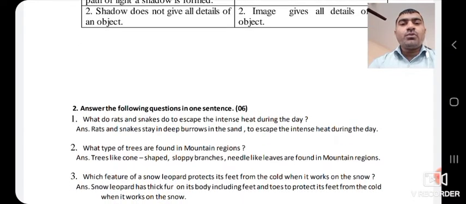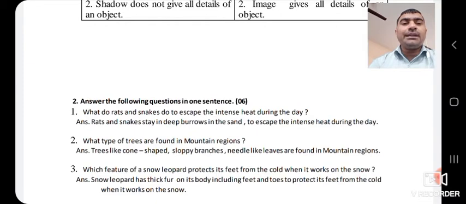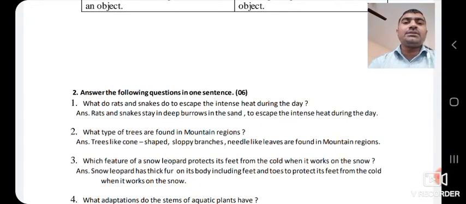The first question we have is, what do rats and snakes do to escape the intense heat during the day? As we have studied in the chapter, in the desert there is excess heat, intense heat. Snakes and rats live in the desert. So to escape the intense heat, rats and snakes stay in deep burrows in sand. They go deep in the sand to escape the intense heat during the day. So they stay the whole day in burrows in sand.